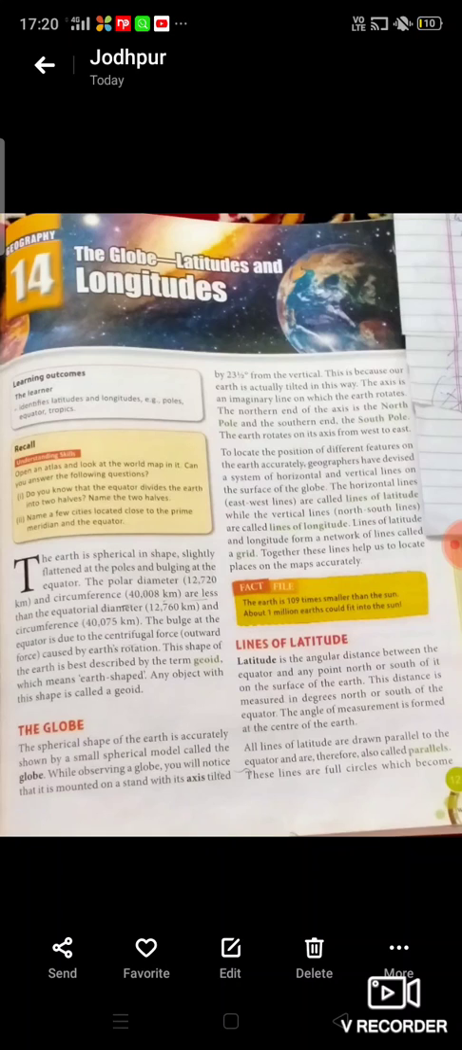Students, in today's class, we will start our new chapter of geography, chapter number 14, the globe, latitudes and longitudes. Students, you must have seen the picture of the globe or earth on television or in any book. In today's class, we will study about the globe.